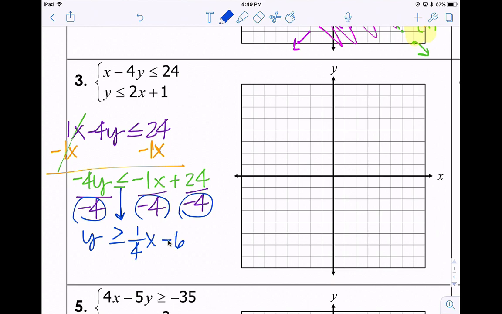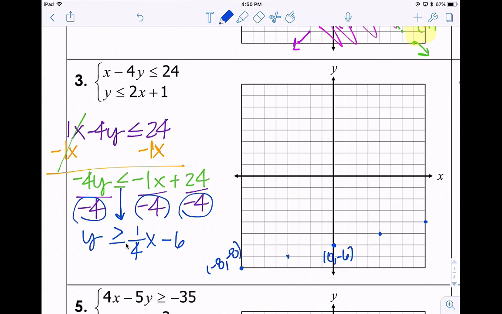So the first one, we're going to start at negative 6, our y-intercept, so 0, negative 6. I'm going to label that 0, negative 6. From there, we rise and run using our slope. So our rise is going to be 1, our run is 4. So we're going to go up 1, right 1, 2, 3, 4. Again, up 1, right 1, 2, 3, 4. We can also go down 1, left 1, 2, 3, 4. So I'm going to label this point down here as negative 8, negative 8.